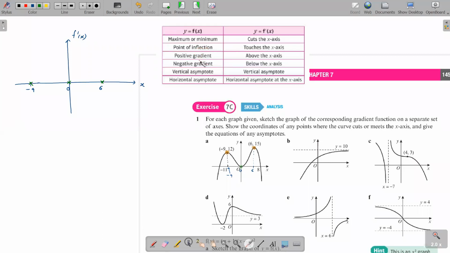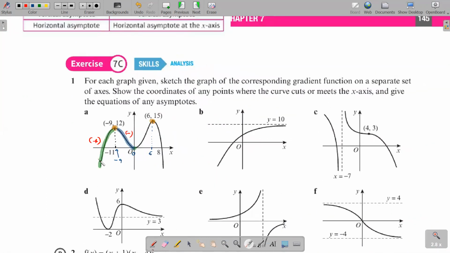Next, do we have a point of inflection? No. Okay, let's go for the positive gradient. From where to where do I have positive gradient? Let me mark the positive gradients here. Before -9, we have a positive gradient. Agreed? And from -9 to 0, there is a negative gradient. When your graph is moving upwards, if f(x) is increasing, the gradient is positive. If f(x) is decreasing, the gradient is negative.